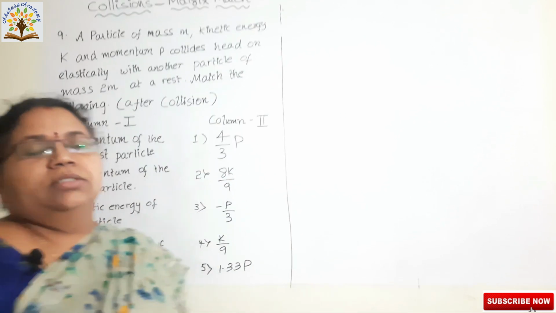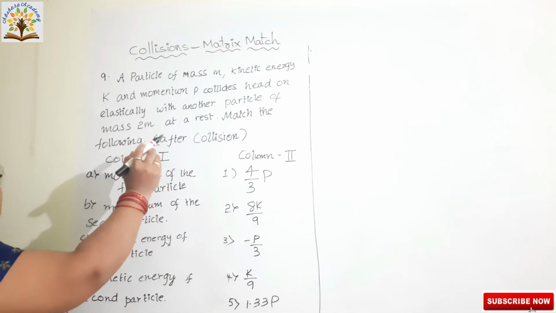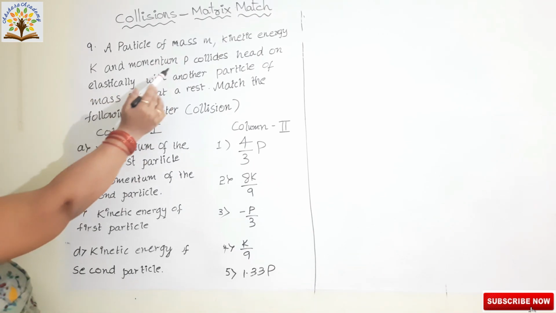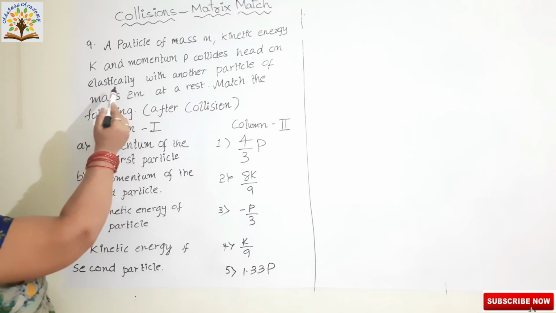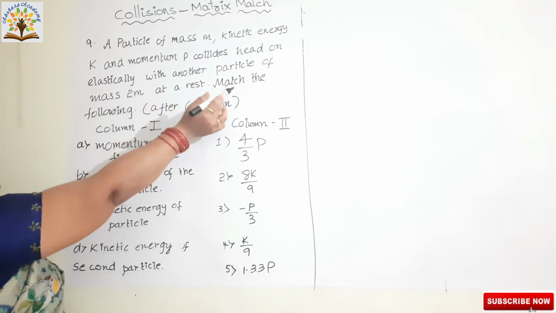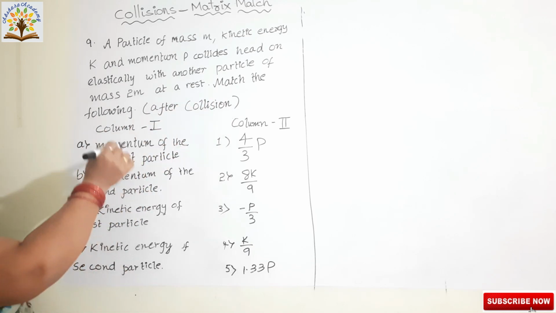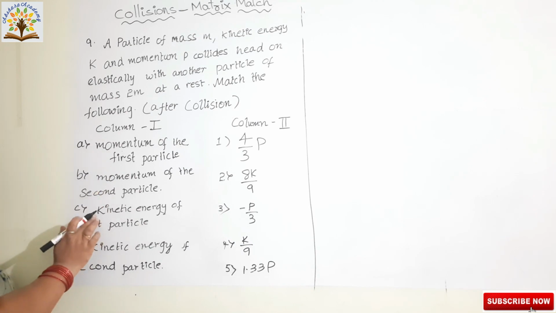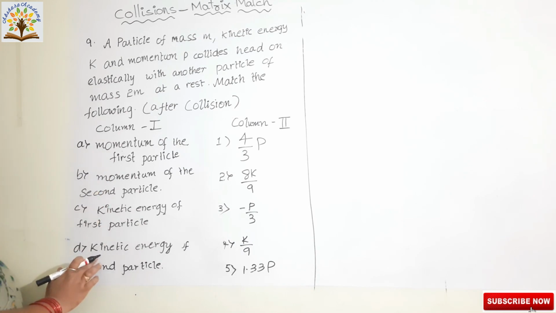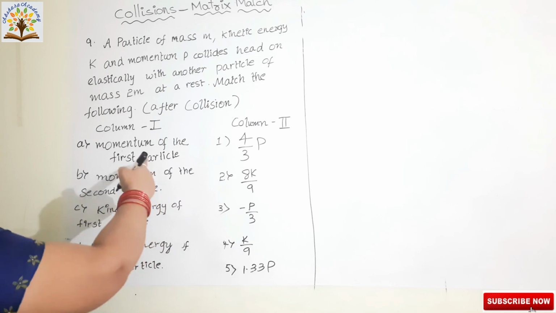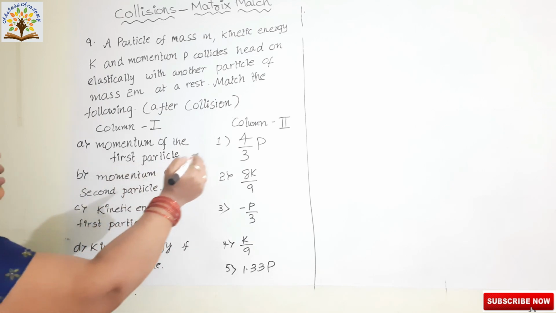Today's topic is collisions. In this question, a particle of mass m, kinetic energy K, and momentum P collides head-on elastically with another particle of mass 2m at rest. You have to calculate the momentum of the first particle, the momentum of the second particle, the kinetic energy of the first particle, and the kinetic energy of the second particle. Now we will discuss one by one. First, the momentum of the first particle.